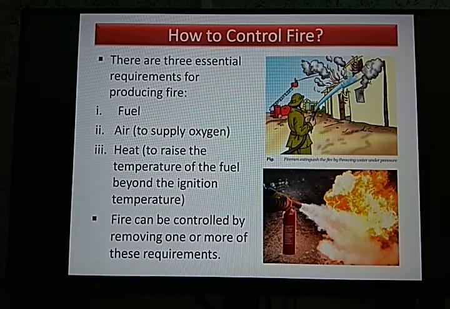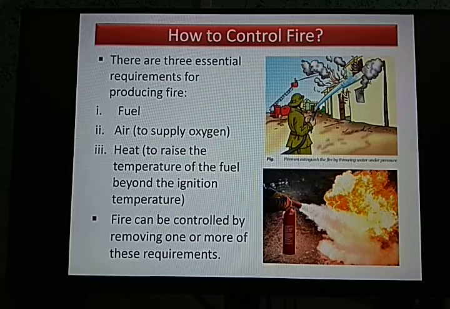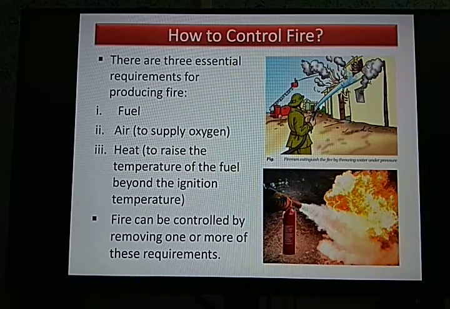So if we remove these two factors, that is the supply of oxygen and the heat, then obviously we can douse off the fire. We can extinguish the fire. Although in most cases the fuel cannot be eliminated, we have to eliminate either the oxygen supply or the heat. If we remove these two, the fire is in control.